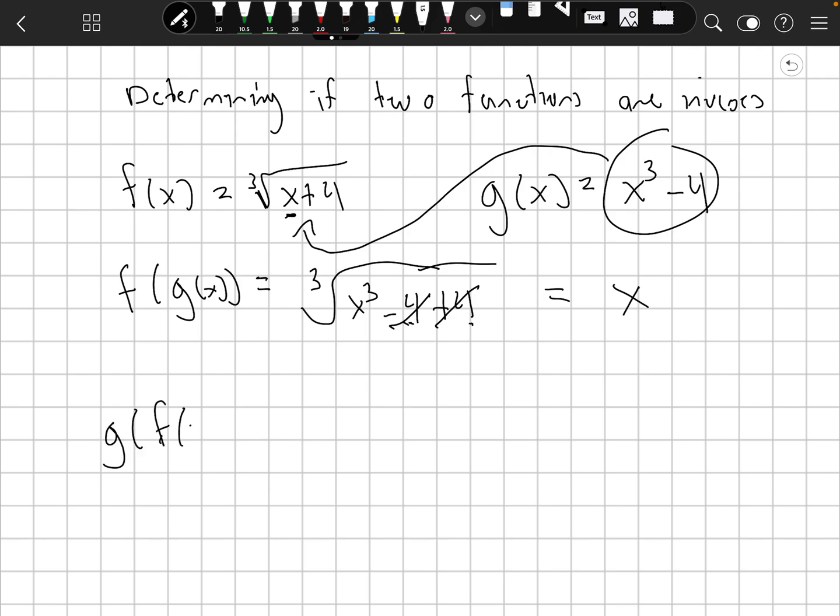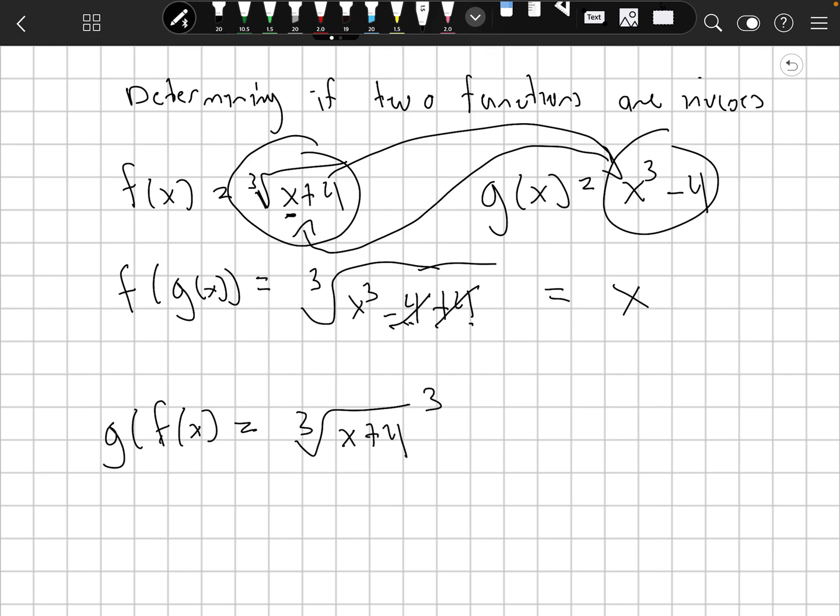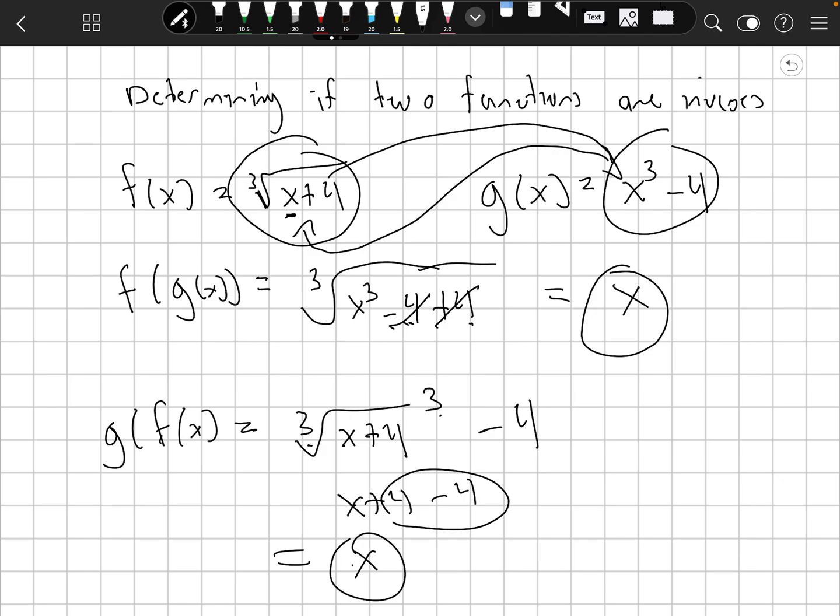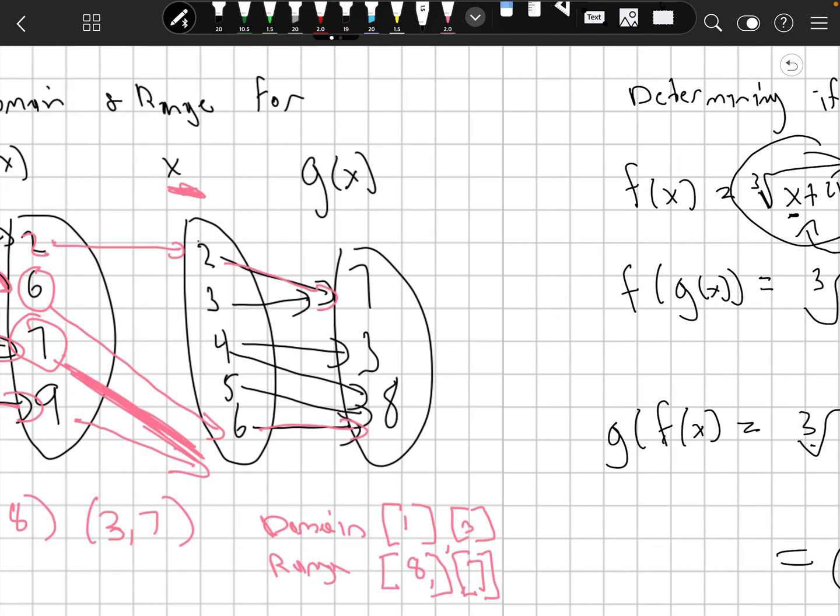Now we take the other function. So this is the function g. We're putting f inside of that. So the function g is x cubed minus 4. And in place of x cubed, we put that whole thing right where x is. So cube root of x plus 4, cubed, minus 4. And the cube and the cube root undo each other, so we get x plus 4 minus 4. And then these are inverse properties too, and so you get just x again. And so you know with a lot of confidence that these two functions are definitely inverses.